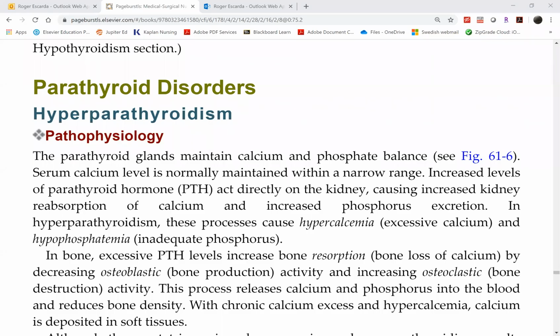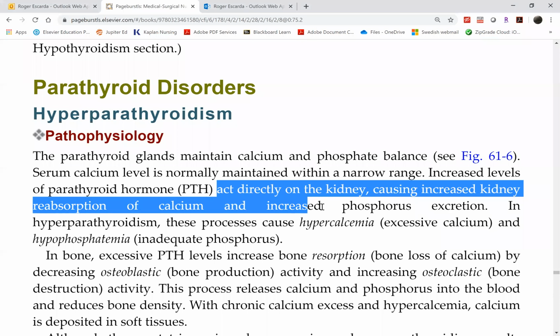Parathyroid disorders are really short because there's only one problem here. The parathyroid hormone only controls one electrolyte, has one job to do, which is to raise the calcium levels. So what the parathyroid hormone does is it acts on the kidney, causing the kidney to reabsorb calcium and excrete phosphorus. Okay, it has one job.